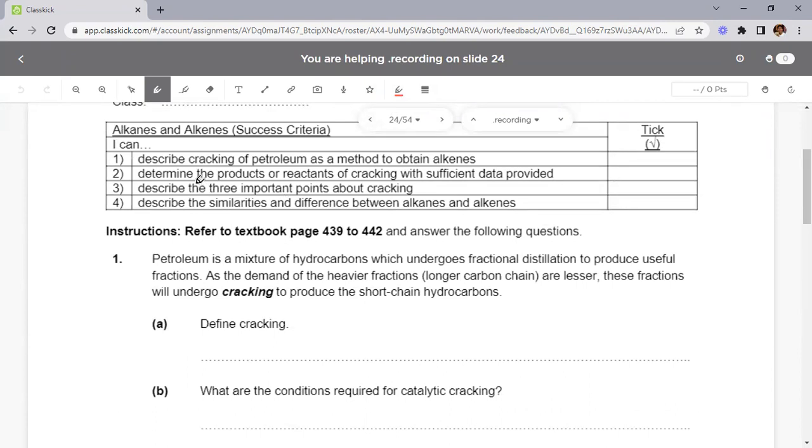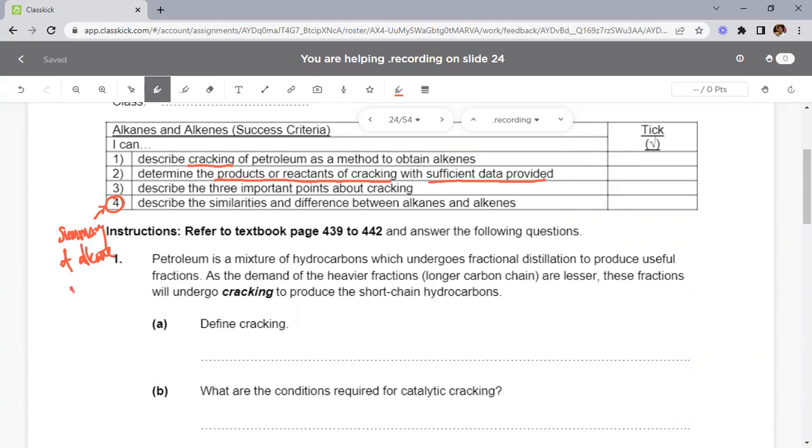So what is cracking? By the end of this worksheet, you should be able to describe cracking of petroleum as a method to obtain alkenes. We'll go into further detail on what cracking is. With sufficient data, you will be able to determine the products or reactants after cracking. Next, you're going to look at three important points about cracking. This one is generally on its application, why we want to do cracking itself. And this last part is a summary of your alkane and alkene.